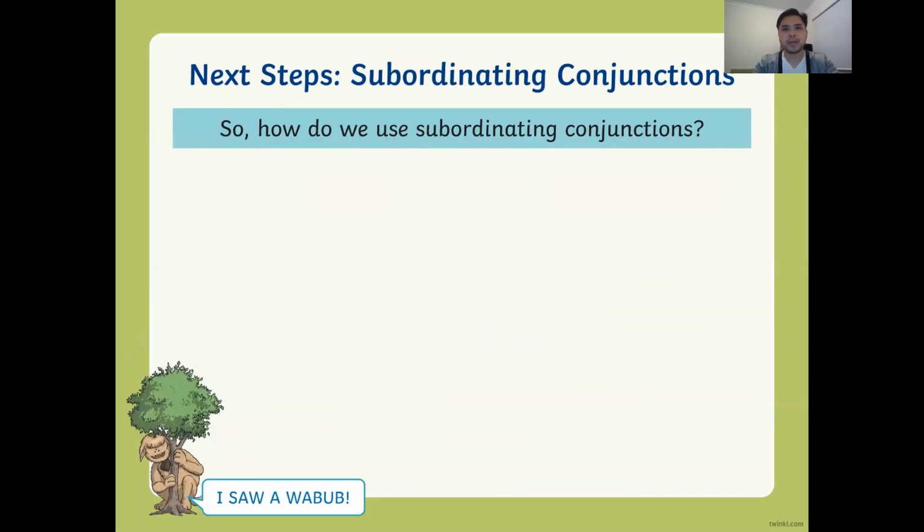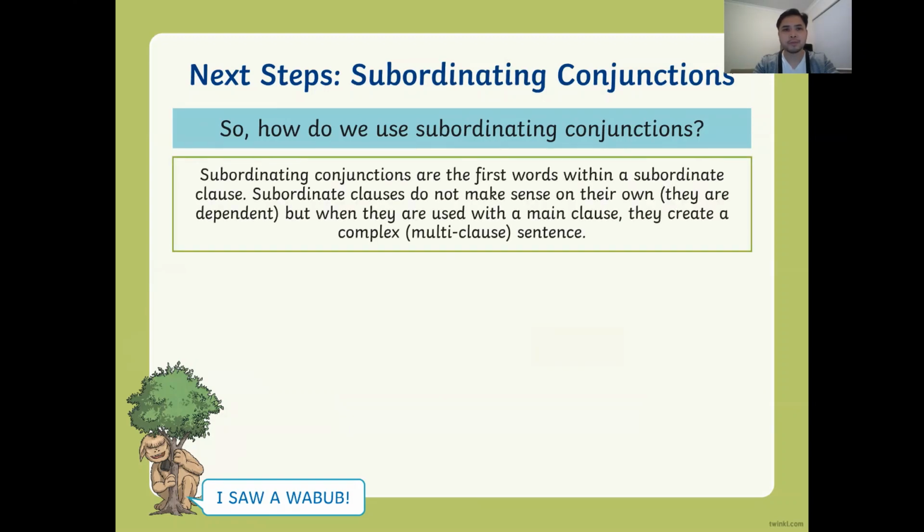All right, so how do we use subordinating conjunctions? Let's have a look. Subordinating conjunctions are the first words within a subordinate clause. Subordinate clauses do not make sense on their own. They are dependent. But when they are used with the main clause, they create a complex sentence or multi-clause sentence.